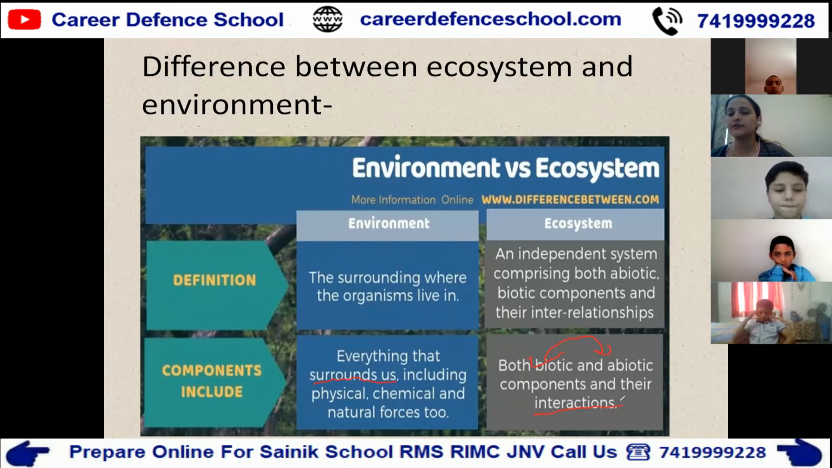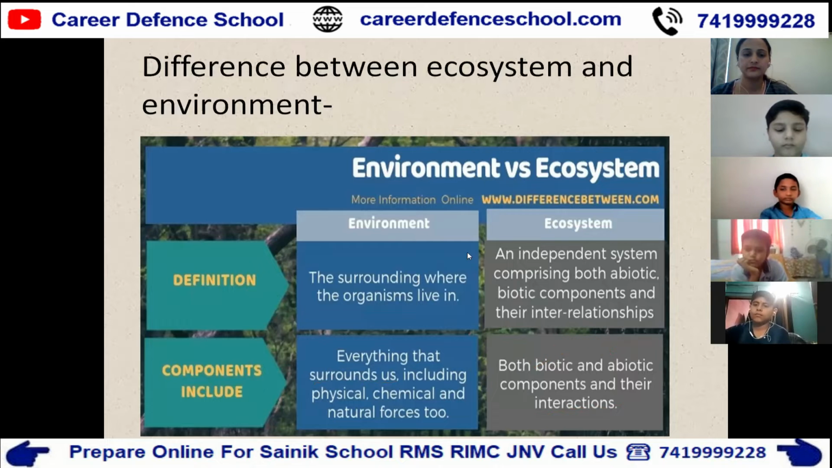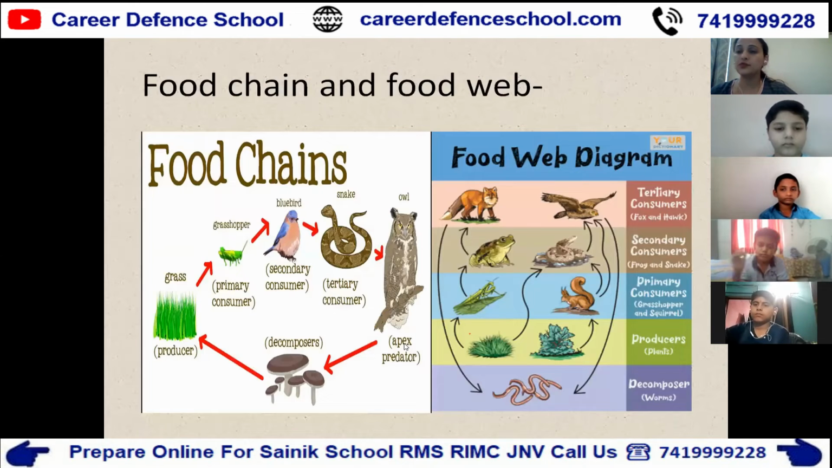So ecosystem, when we interconnect or interact with biotic and abiotic things, that is called ecosystem. Next is food chain and food web. What is food chain and what is food web? इसमें बहुत difference है. देखिए, what is food chain?